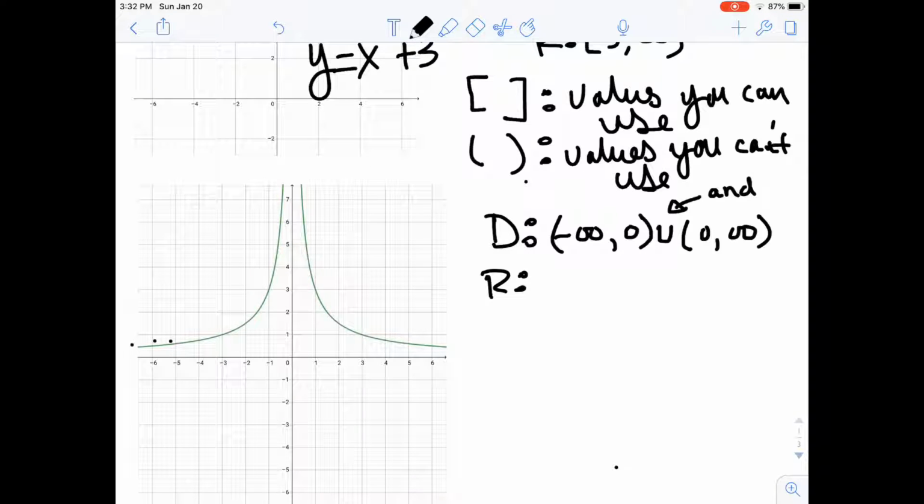Now, your range, you say, okay, what's your lowest y value? Well, looking at my graph, it also looks like the graph does not cross y equals 0. That would be what's considered a horizontal asymptote, right? So you would put 0, and you would put parenthesis because it doesn't cross it, just like before. And then where does it stop? Both directions, the arms are reaching up forever, so that would be positive infinity, okay? And so you'd have both of them being parentheses.